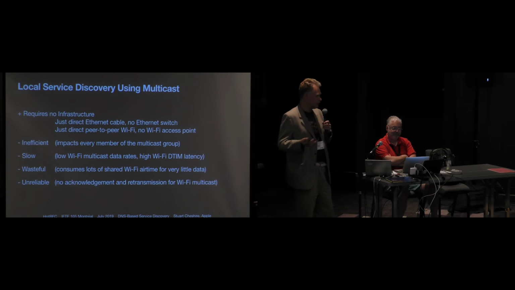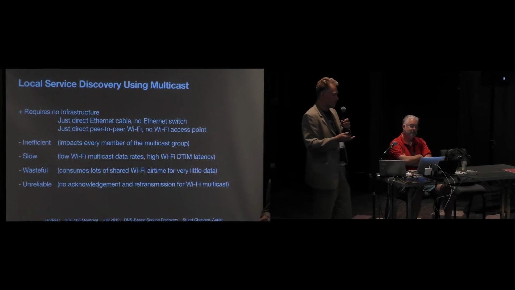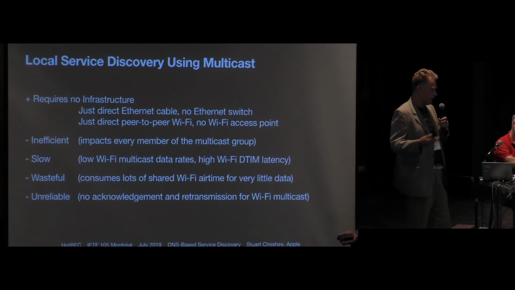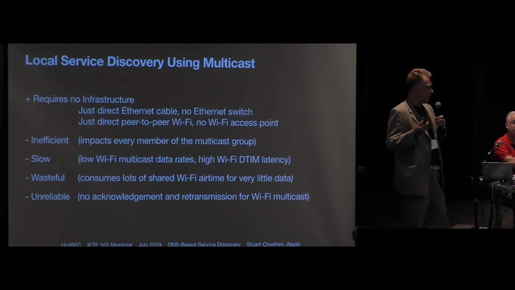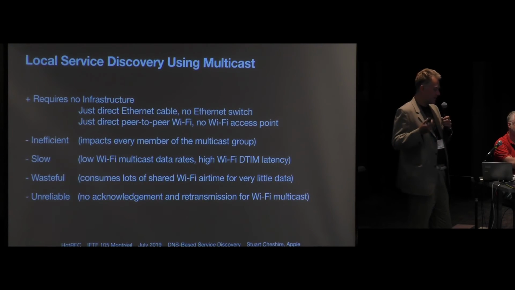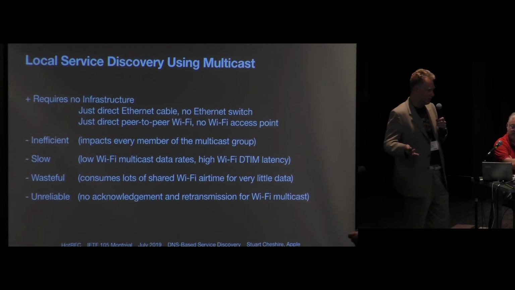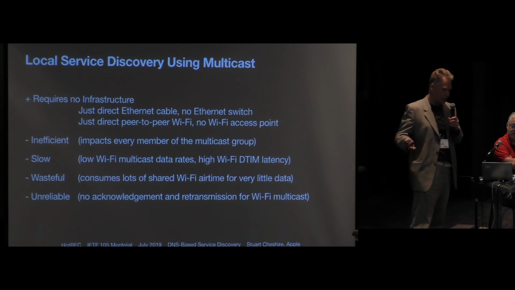Traditionally, this is used with peer-to-peer multicast. What's great about that is it requires no infrastructure. Just hook up two laptops with an Ethernet cable, no switch, and they can discover each other. Two phones using peer-to-peer Wi-Fi, no access point, can discover each other's services. That's great for small networks, but it's inefficient on large networks because it impacts every device on the network, even the ones you're not talking to right now.